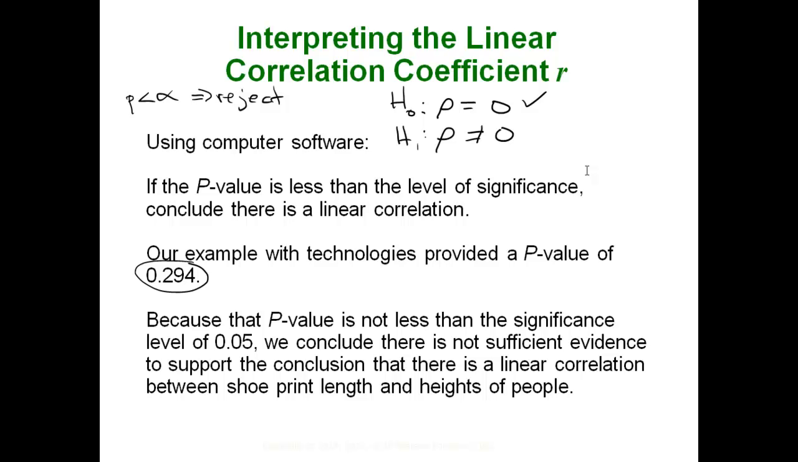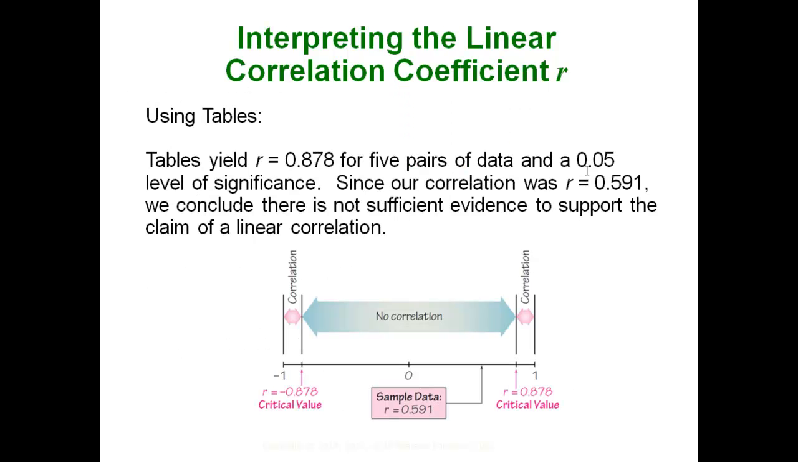That's my preferred method for deciding whether or not there's a correlation. Some people just look at a set of tabled values and say, hey, if your R is bigger than this, then it's considered significant. And here's that idea.